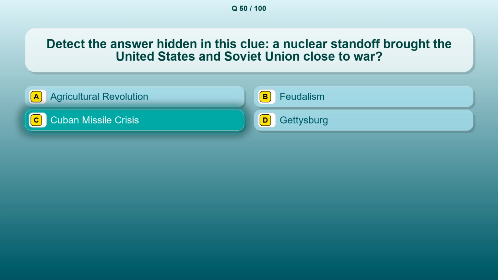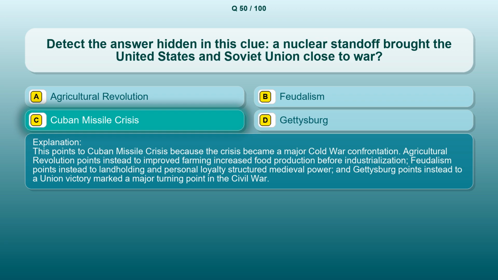The correct answer is option C, Cuban Missile Crisis. This points to Cuban Missile Crisis because the crisis became a major Cold War confrontation. Agricultural Revolution points instead to improved farming, increased food production before industrialization. Feudalism points instead to land holding and personal loyalty structured medieval power, and Gettysburg points instead to a Union victory marked a major turning point in the Civil War.